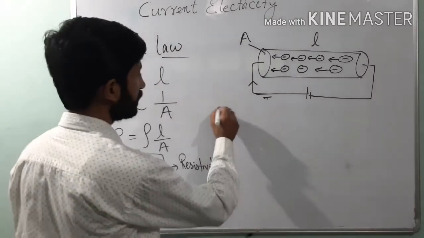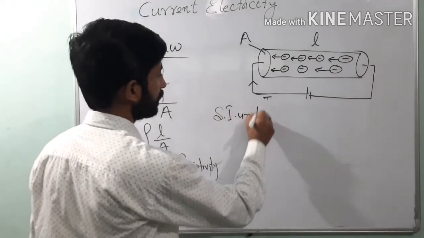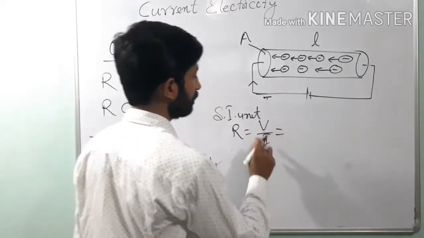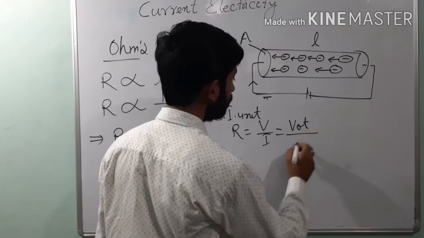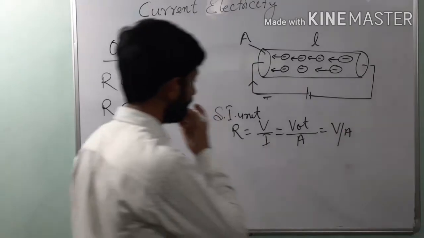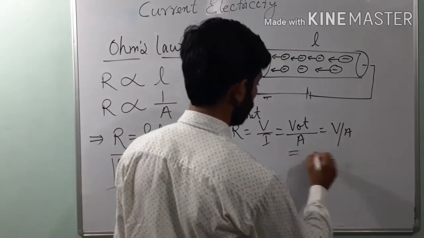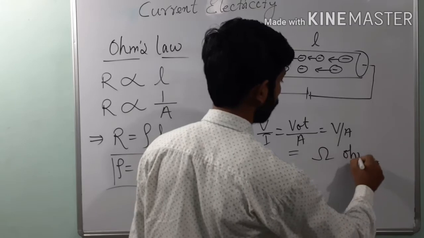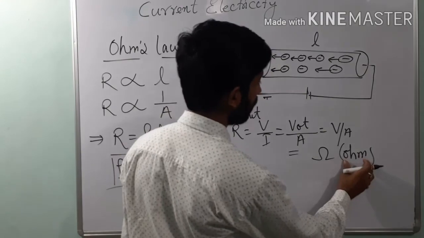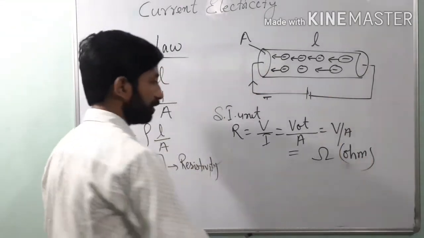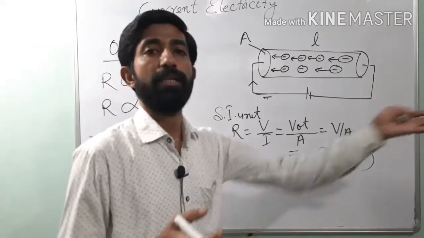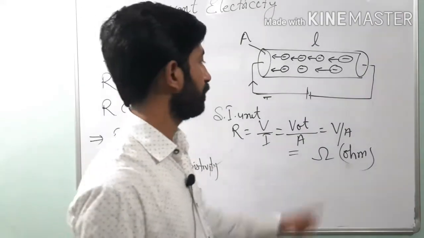So what will be the SI unit of resistance? It is V over I. V is what? Volt, and I is ampere, that is volt per ampere, or this is denoted by ohm. The symbol is omega. What I mean to say is, the resistance of that conductor is say 10 ohm, 50 ohm, or volt per ampere.